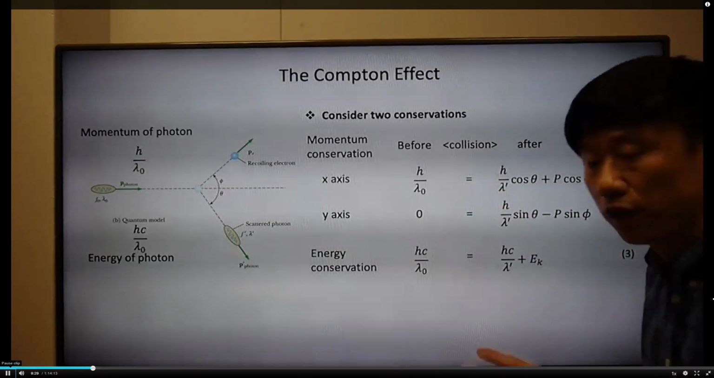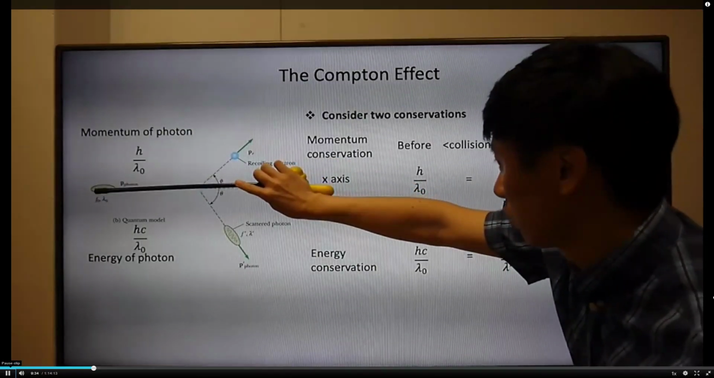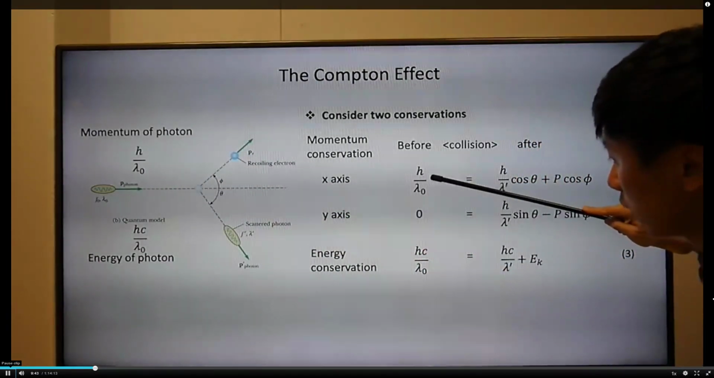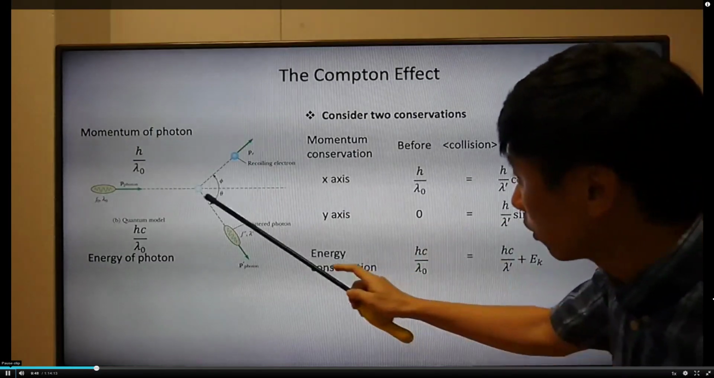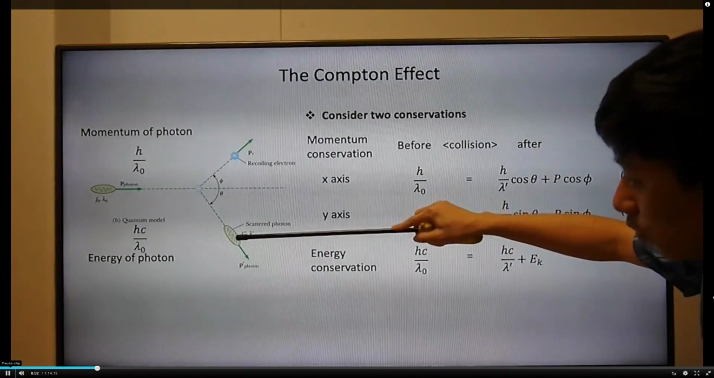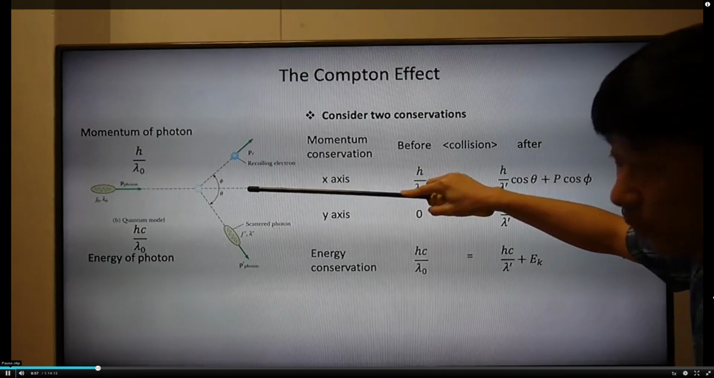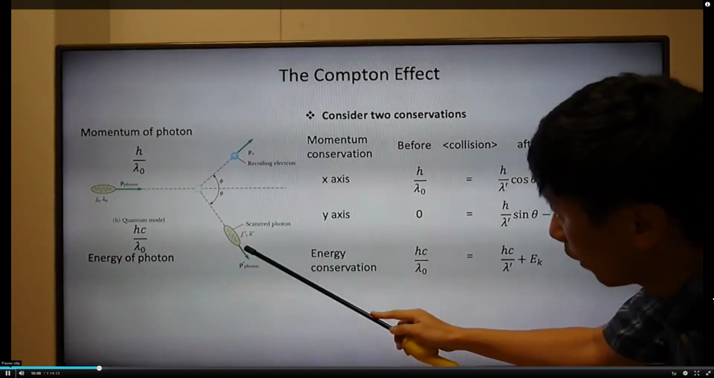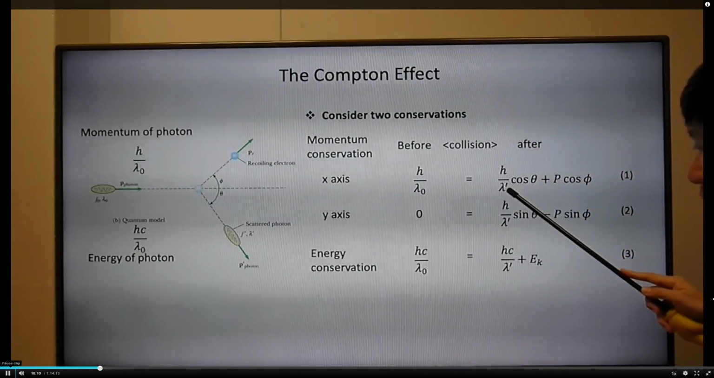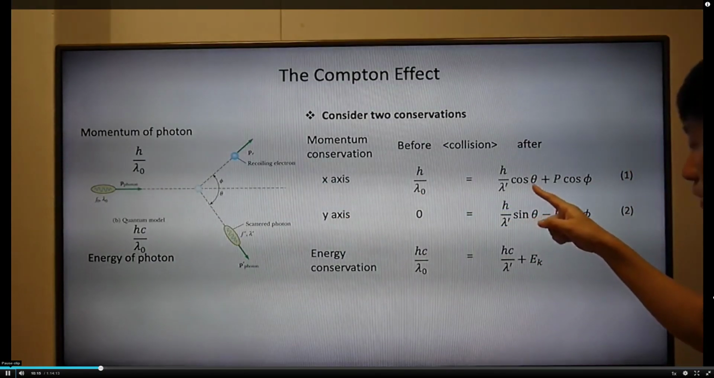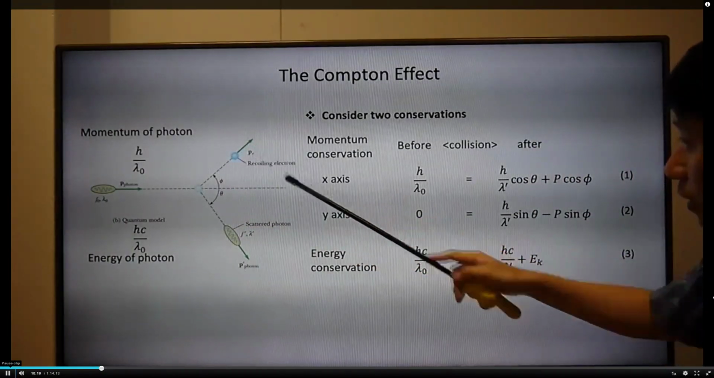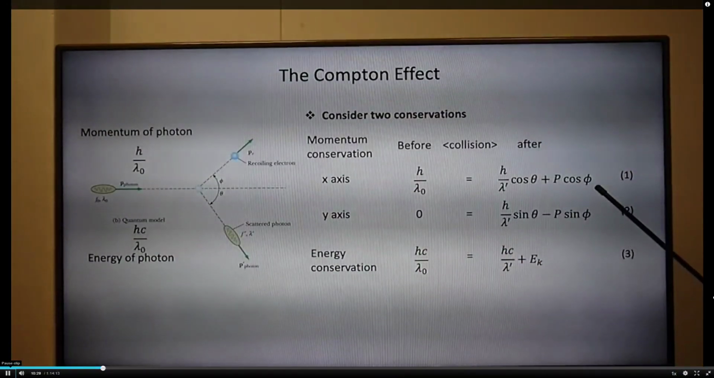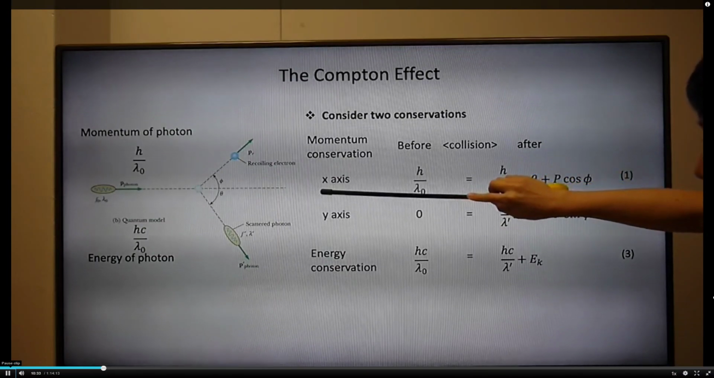For the momentum conservation, you can have two equations. At first, along the x-axis, before collision, we had the momentum of the incident photon, which is h over lambda 0. After collision, this scattered photon has an x component of the momentum, and this scattered electron also has an x component of the momentum. The momentum of the scattered photon is h over lambda prime. Then for the x component, you multiply cosine theta. Let's say the momentum of the electron is Pe, then the x component of it is Pe cosine phi. So this is the one equation for the momentum conservation along the x-axis.